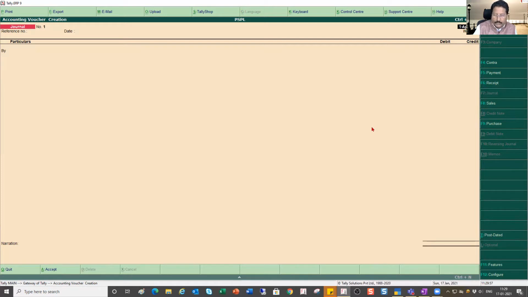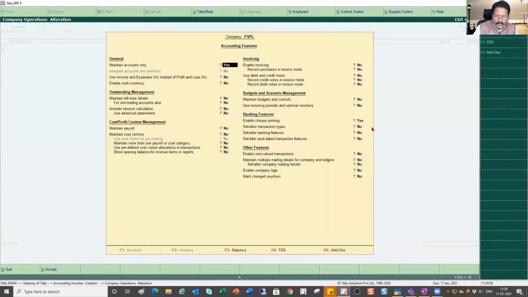This is where you are going to go to the feature, press F11. So F11 feature, you can invoke from any screen in Tally. So come here on the right hand side, you will see this use debit note, credit note. You just say yes, and we will discuss the invoice mode after we understand the inventory module.